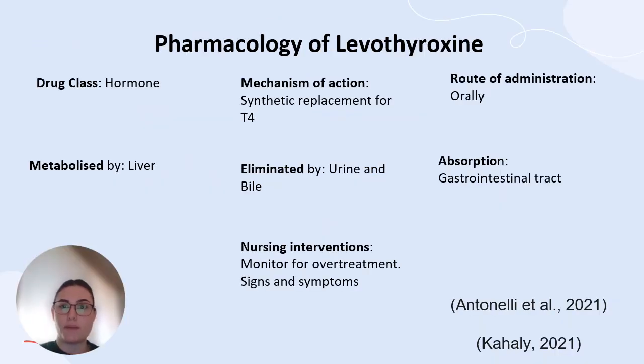Levothyroxine gives your body the ability to produce its own thyroid hormone, which is why the drug class is a hormone. Its mechanism of action is, once ingested in oral form, T3 then binds to the nuclear thyroid hormone receptors in the cell nucleus, leading to the activation or repression of specific genes. It acts as a synthetic replacement for the T4 hormone.